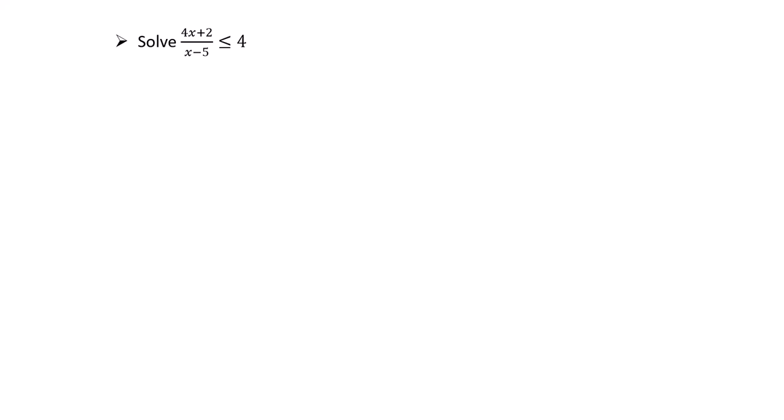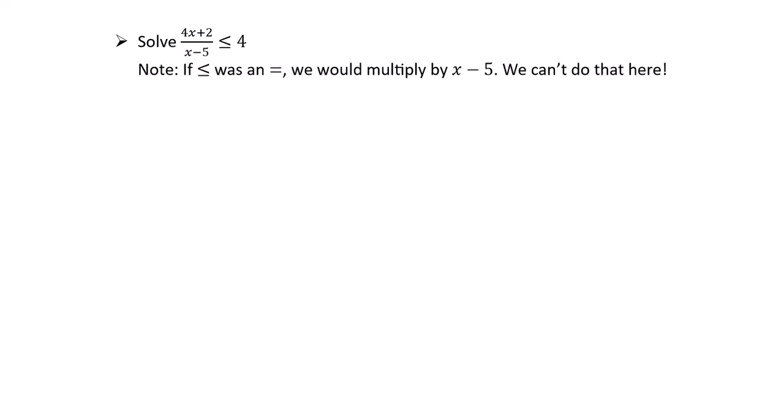Now, you might have an idea that you could go ahead and multiply both sides by x minus 5 and clear the fraction because we don't like that fraction. However, we cannot do that with an inequality. The reason we can't do that is that we don't know what the value of x is. We definitely don't know what the value of x minus 5 is. Is it positive or is it negative? And that is where the problem lies.